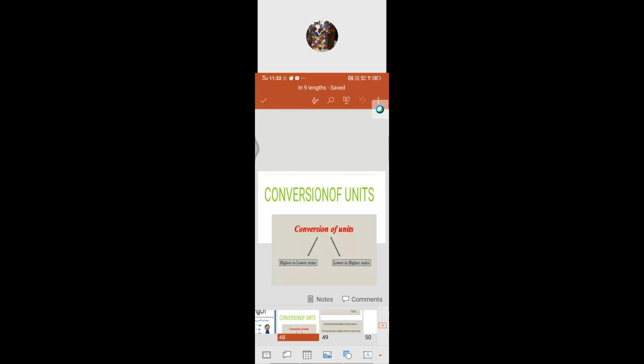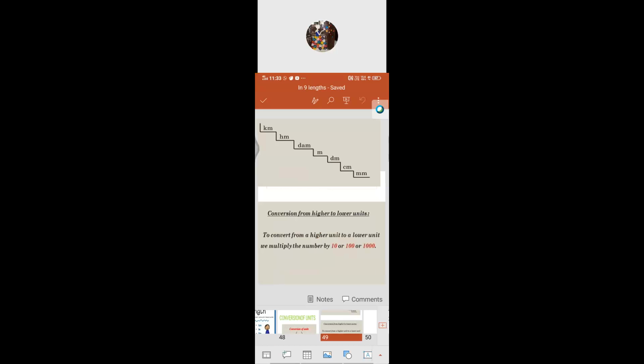Conversion of units. First we are going to do higher to lower units. What are the higher units we have seen? Kilometer, meter, centimeter, then millimeter. The highest unit is kilometer, then meter, then centimeter, then millimeter. Next we are going to see lower to higher units. So for conversion from higher to lower units, what should we do?